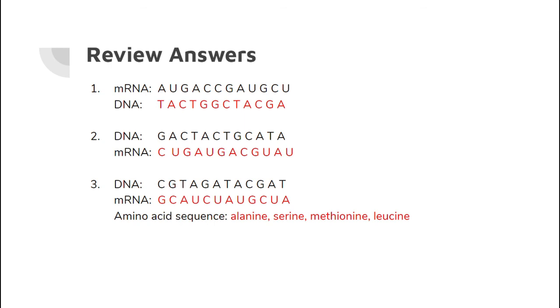DNA to mRNA in the second question is very similar to the example that we had. And then the third question is just completing all of the steps. And then we use the amino acid chart and codon chart, and we find the amino acids.